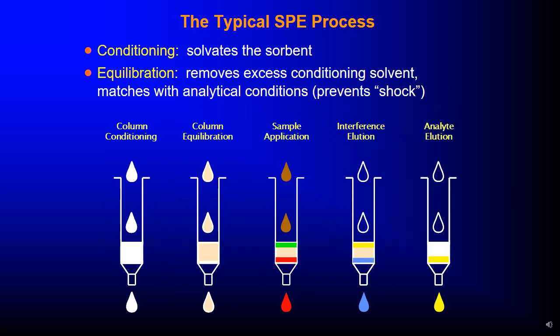So this is how separation occurs. Column conditioning solvates the sorbent, then equilibration removes excess conditioning solvent and matches the analytical conditions. So you can be able to see column conditioning, then column equilibration, then sample application, then interference elution, and then analyte elution.